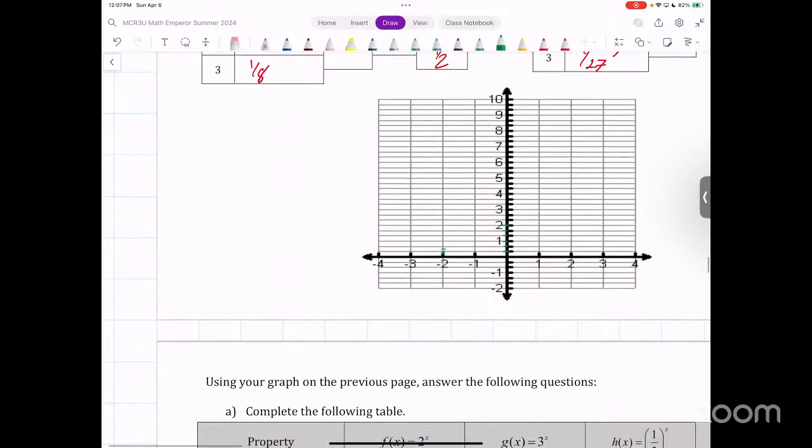-1 is 0.5. That's easy to point. So that's 0.5. 0 is 1. 1 is 2. 2 is 4. 3 is 8. So how the graph is going to look like, if I'm going to plot all these points, you can see that's how the graph is going to look like. Are you guys seeing the picture?